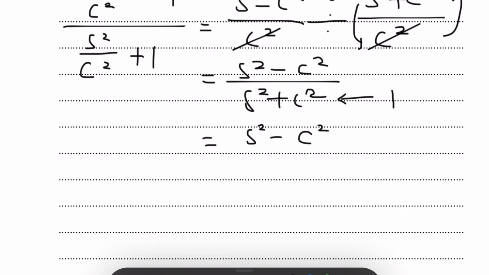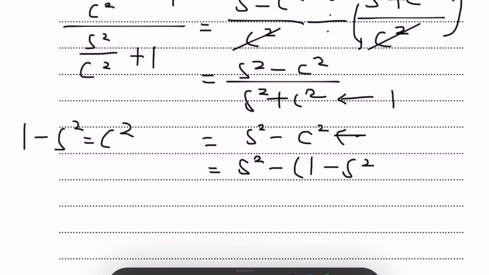And remember that 1 minus sine squared is equal to cosine squared. So you can change the cosine squared as well. You will have sine squared minus 1 minus sine squared. This will give you 2 sine squared theta minus 1.